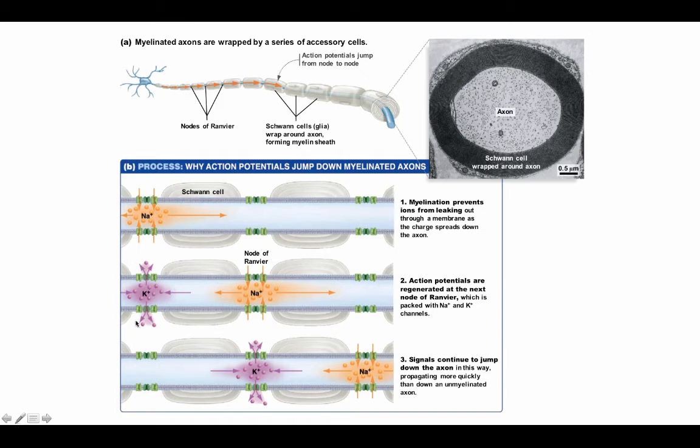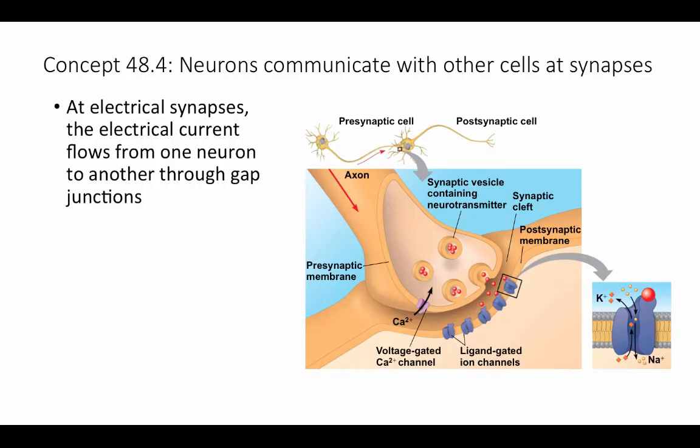At this point, this portion of the membrane is repolarizing. The sodium channels are blocked. They're going to be insensitive to the flow of cations from this direction, but this one is going to be ready to be activated, and it's going to jump from one node to the next very quickly. So signals continue to jump down the axon in this way, propagating more quickly than it would down an unmyelinated axon. So now let's think about what happens when this action potential reaches the very end of the axon.